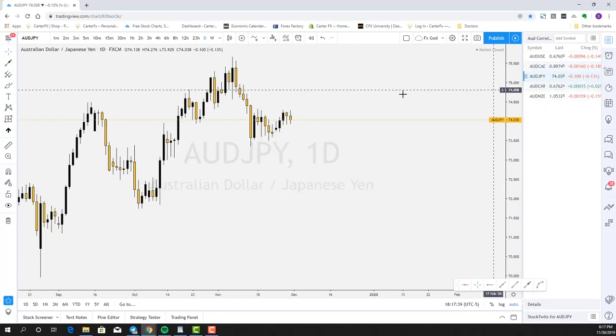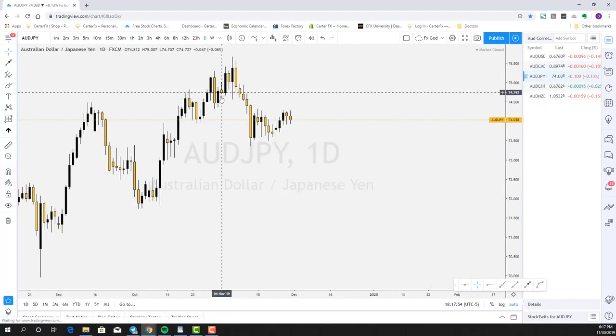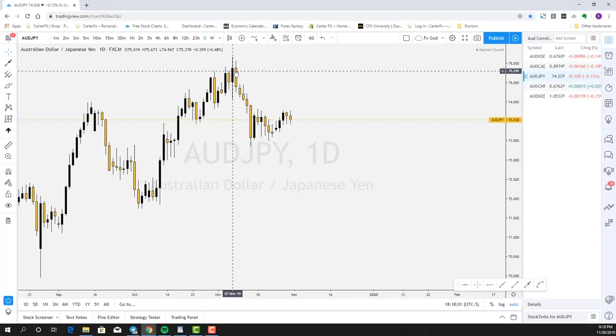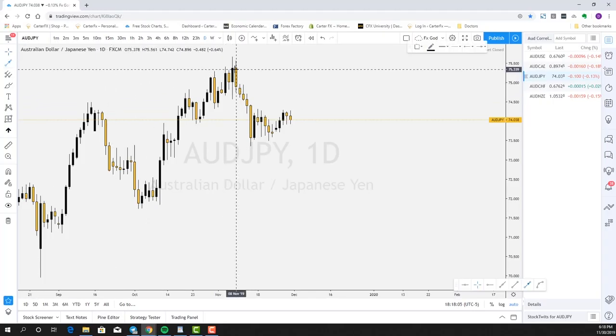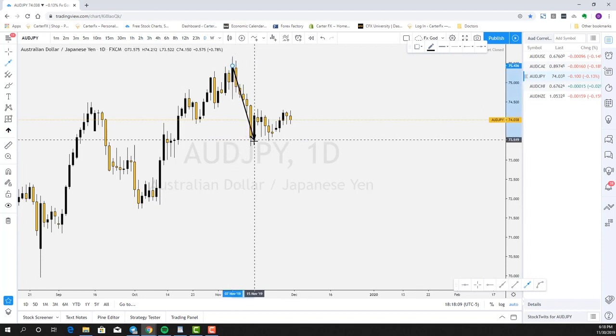All right, let's take a look at AUD JPY. So you can see here we are, November 4th. While we did get a bearish candle, it was actually 1, 2, 3, 4 days later that AUD JPY caught up along with AUD USD and AUD CAD and started going bearish.